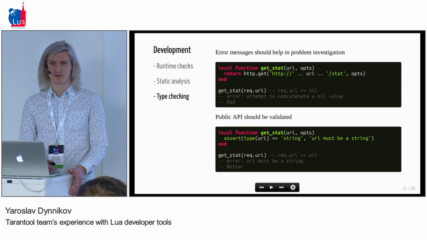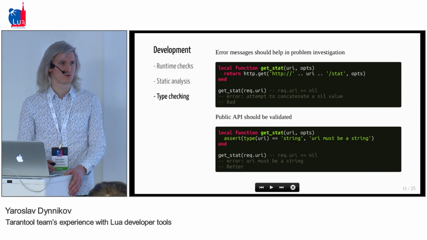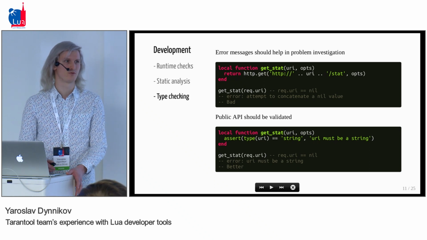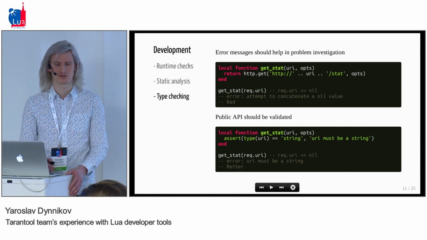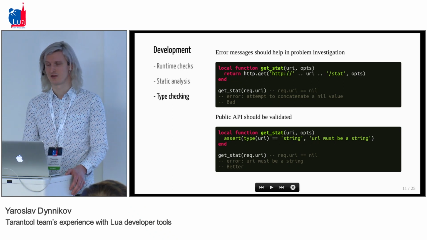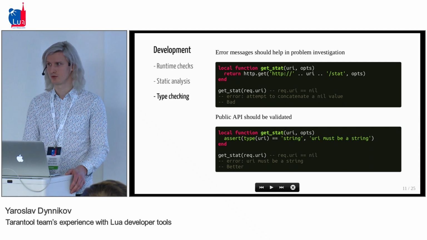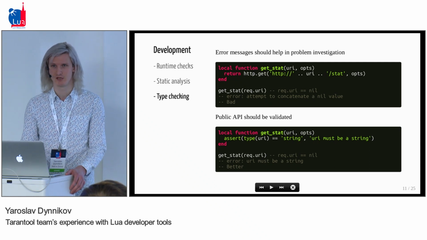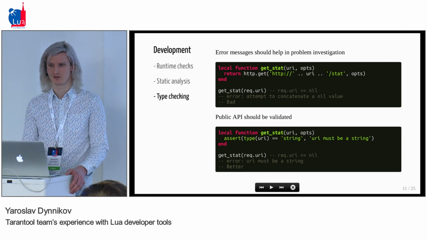It is usually a good practice to use asserts for this kind of public API calls, because this way the error message would be "URI must be a string." It's much better because we definitely know that someone passed an invalid value there.